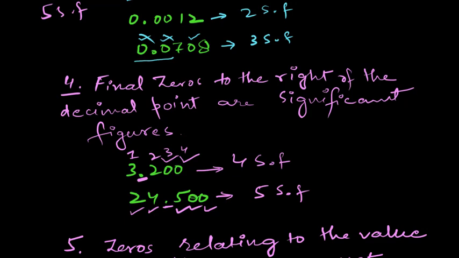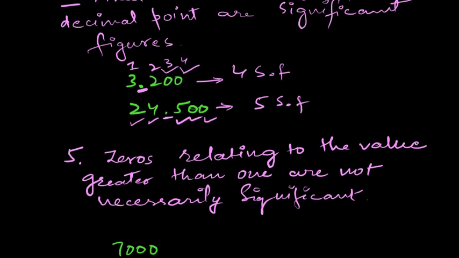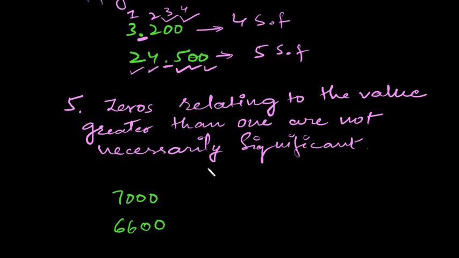Next rule is also interesting. This is the most important one. It says zeros relating to the value greater than 1 are not necessarily significant. What does it mean by 1? Because 1 is a unit quantity. Okay, so it is also mentioned that those are not necessarily significant.